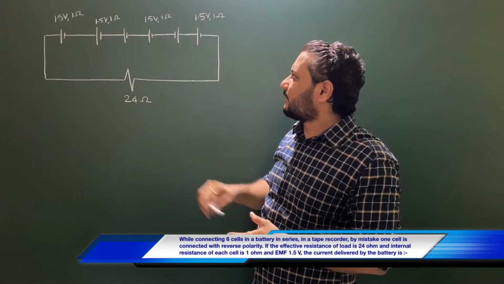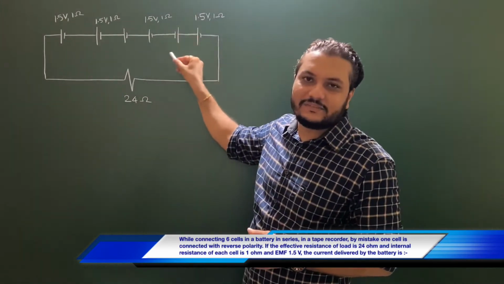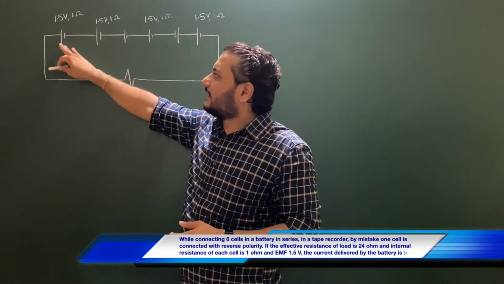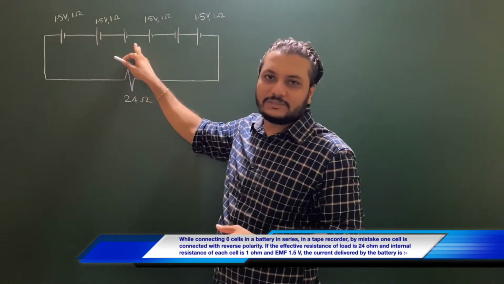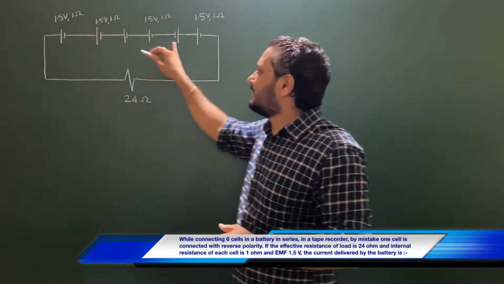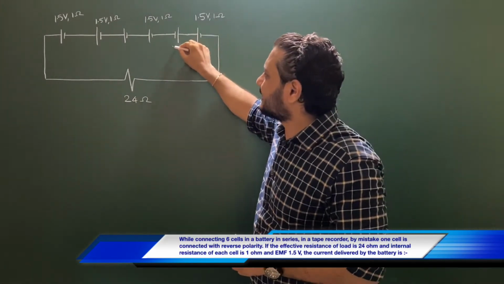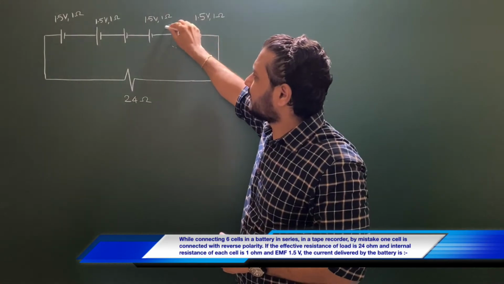But if you observe carefully, one of the cells is connected with opposite polarity. See clearly, all the cells have their positive polarity towards the left hand side, but this cell has its positive polarity towards the right hand side. So this is called a cell connected with wrong polarity.